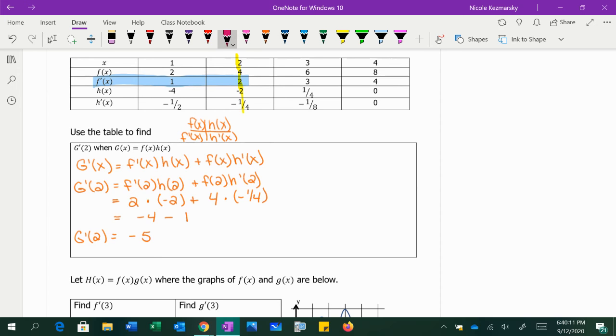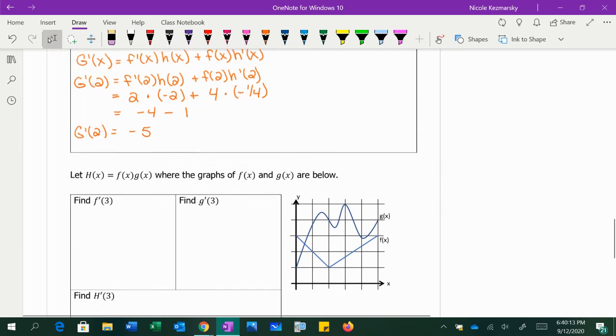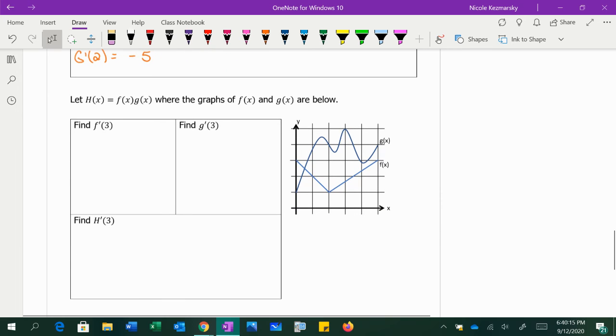We can also do this with graphs. So I've got a graph of two functions, f of x and g of x. G of x is the squiggly one, f of x is the absolute value function. And we're doing f of x times g of x. So the big function h is f of x times g of x.